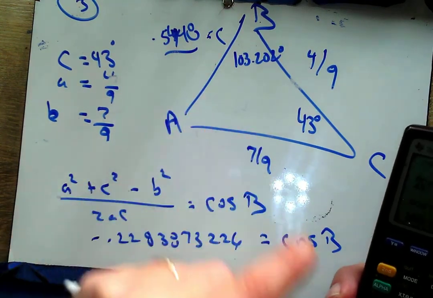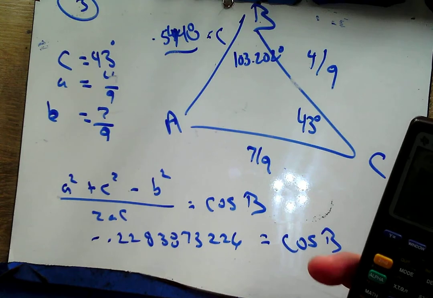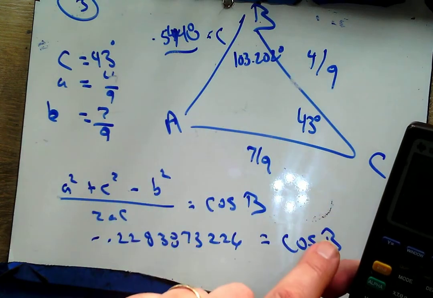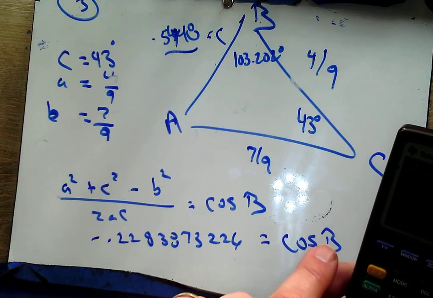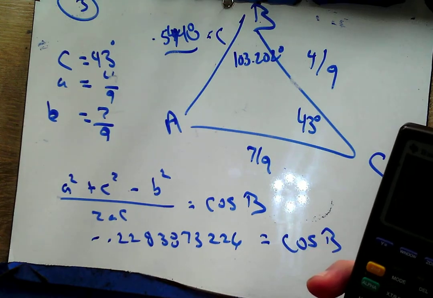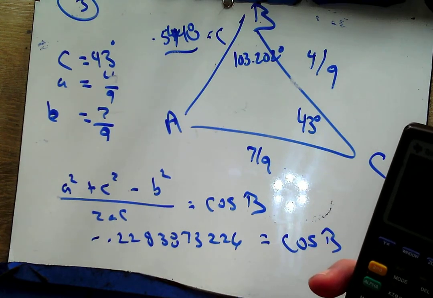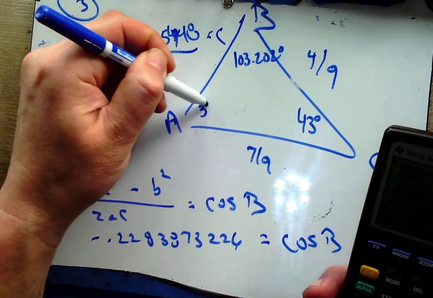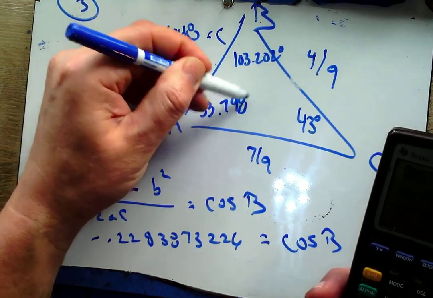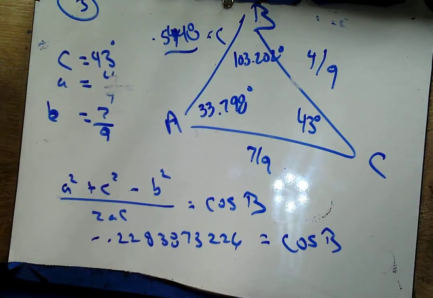We can certainly use law of cosines yet again. 180 minus 40, minus that answer, minus 43, and I end up with 33.798 degrees. Well, that took a little while. Thanks for your patience with that. Oh my goodness. And then what about our next problem?